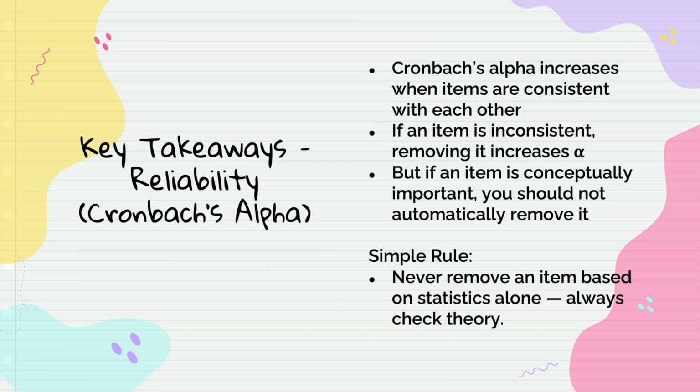Reliable scales are essential because managers use them to guide strategy. If a scale is unreliable, any decision made from it could be wrong. And finally, reliability helps ensure that later analyses such as correlation and regression are based on stable and meaningful constructs.